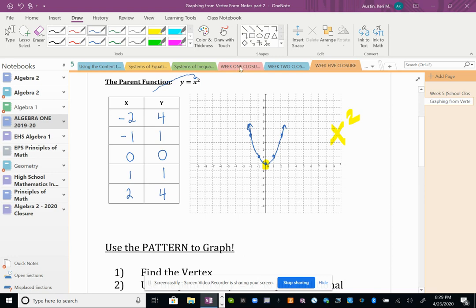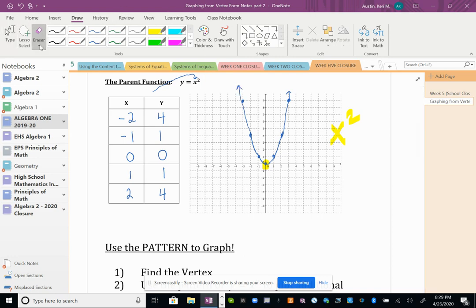Okay, let's go ahead and plot actually one more point with this pattern without using the t-table. I'm going to get rid of this arrow here. So imagine this vertex and you walk out 3. What's the family we're working with? We're working with x squared. So what's 3 squared? 9. So I'm going to go up to 9. And then I'm going to do the same on the other side. If I walk 3 to the left from the vertex, I'm going to be up here at 9. Now I have an even more accurate graph.